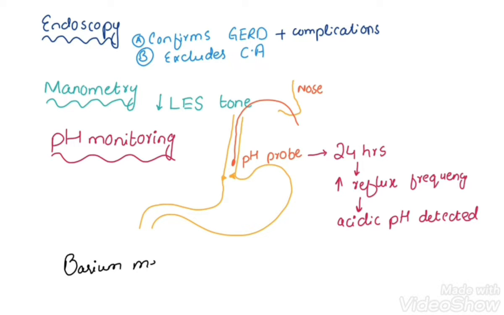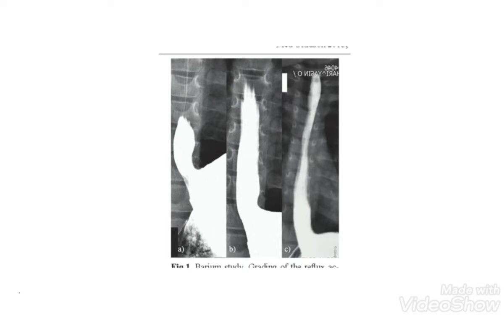Rarely, barium meal can also be used, and simple reflux of barium solution into the esophagus confirms GERD. This barium study shows how the barium solution that has once reached into the stomach moves up and shows reflux. The second and third show higher degrees of reflux.